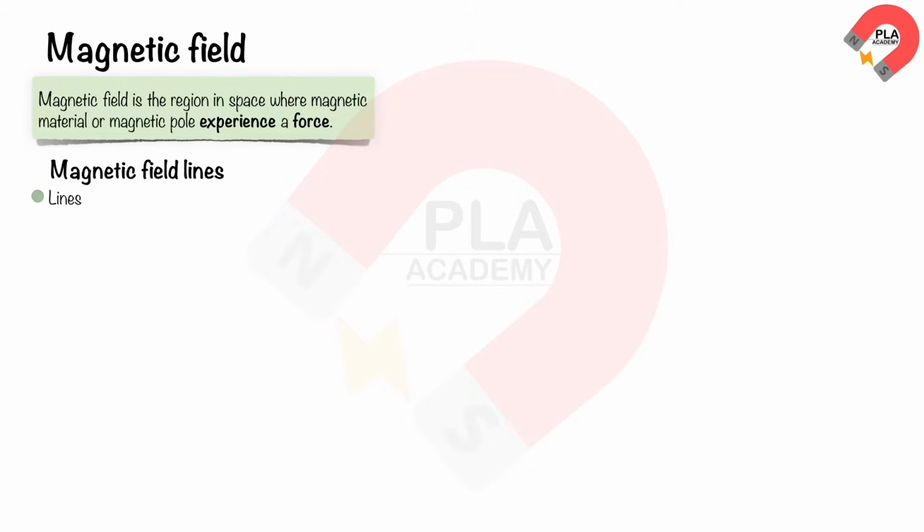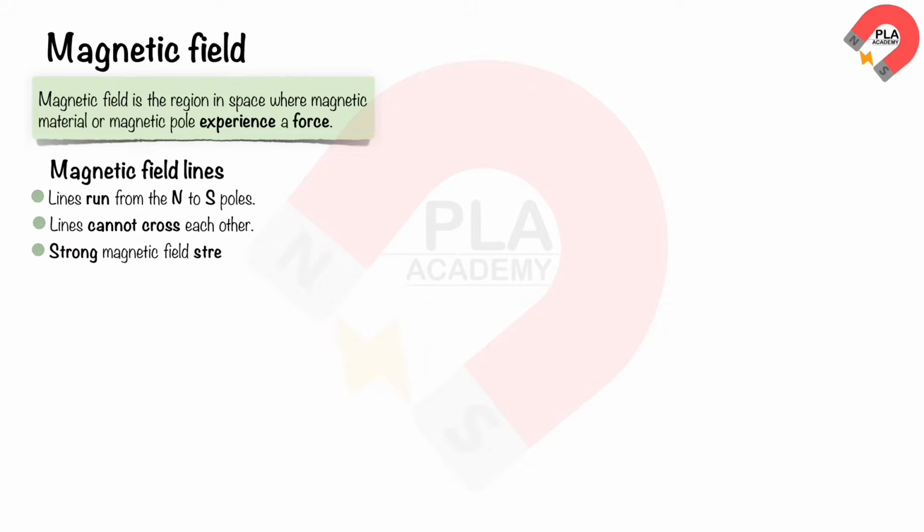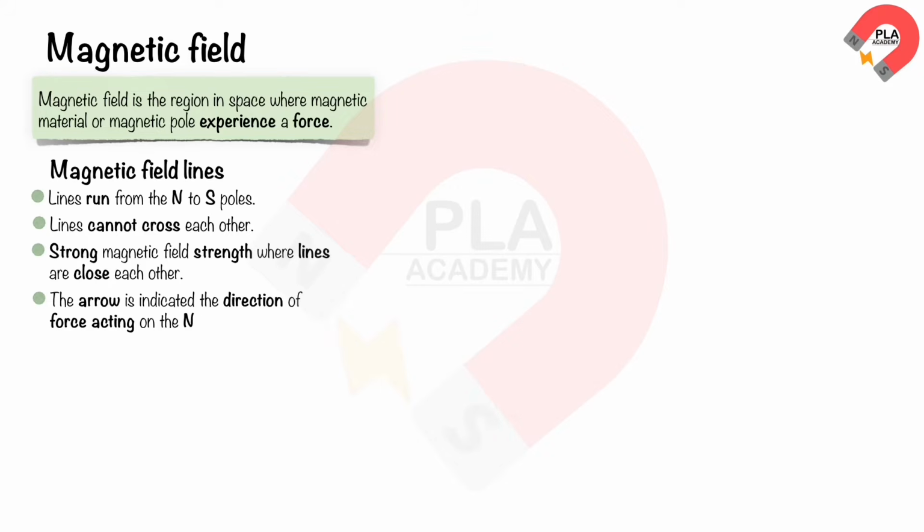Magnetic field lines run from the north pole to the south pole. Magnetic field lines cannot cross each other. The magnetic field strength is strong where lines are close to each other, and weak where lines are far apart from each other. The arrow indicates the direction of the force acting on the north pole of a magnet at that point. The magnetic field lines around a bar magnet.